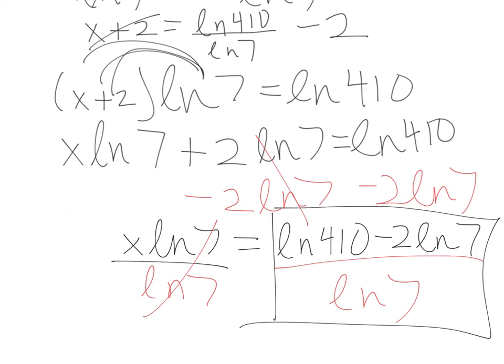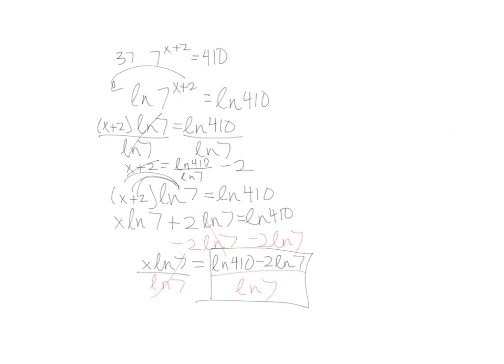Note, it does look different than what we had up here, but if we multiply this by natural log 7 over natural log 7 to combine this into one fraction, we would get the same thing. So either way works, but our answer in the end looks a little different if we don't do fraction combining. And that's it.